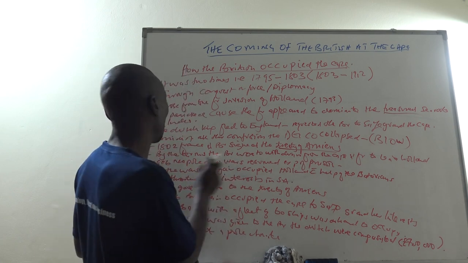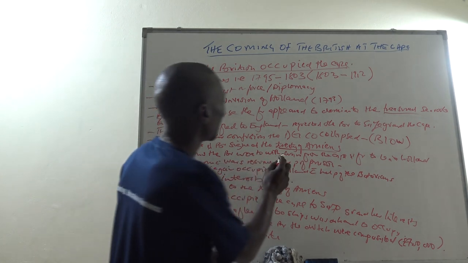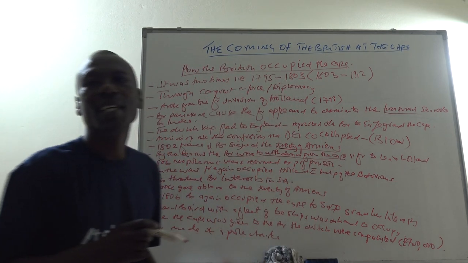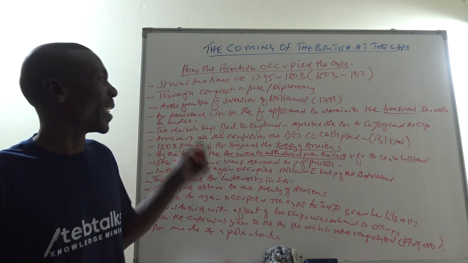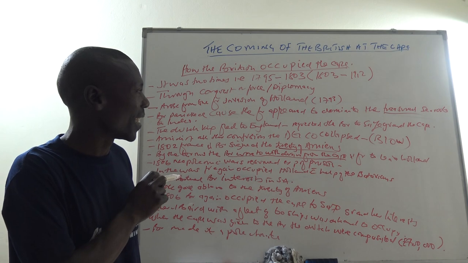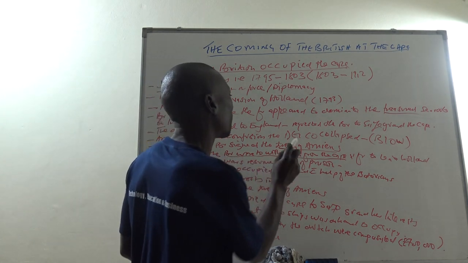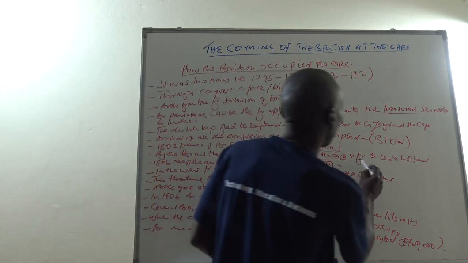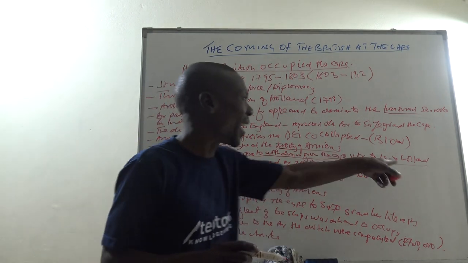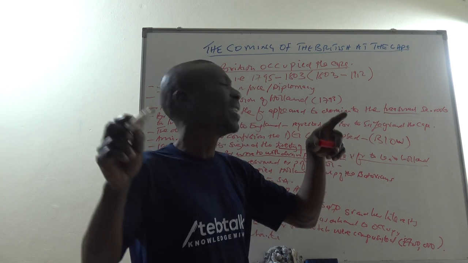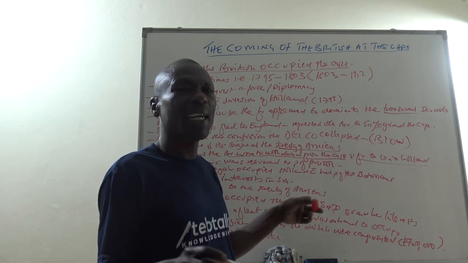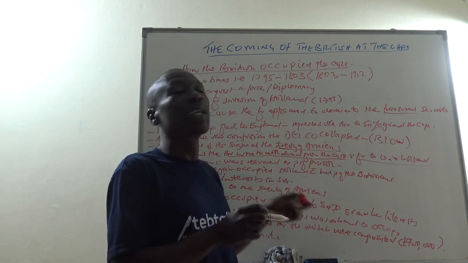By the terms of the treaty, the Brits were to withdraw from the Cape. Now as they withdraw from the Cape, they are leaving it to who? The French are not yet coming here. As the Brits are withdrawing from the Cape, the French also leave Holland, because Holland has been invaded by the French and they want peace to go back and occupy the Cape.